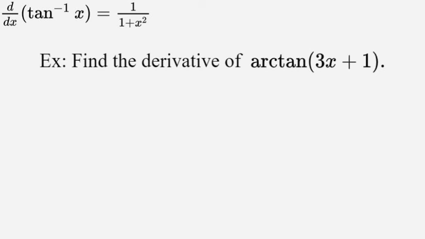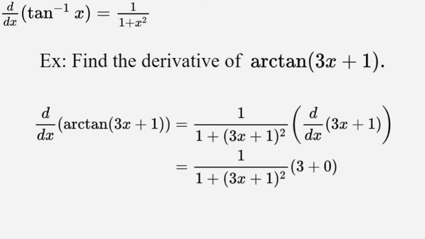I left the rule in the top left-hand corner in case you forget it. And let's find the derivative of arctangent of 3x plus 1. And don't let the arctangent scare you. That's the same exact thing as tangent inverse, just with different notation. Now finding the derivative of arctangent of 3x plus 1 is going to require the chain rule, with arctangent being the outer function and 3x plus 1 being the inner function.